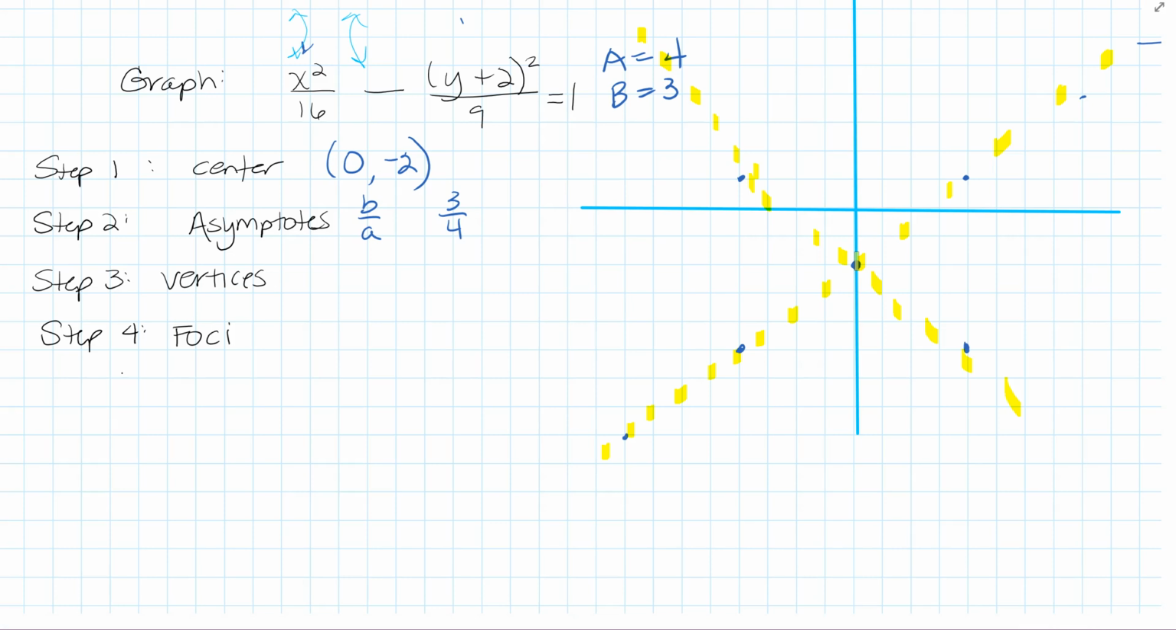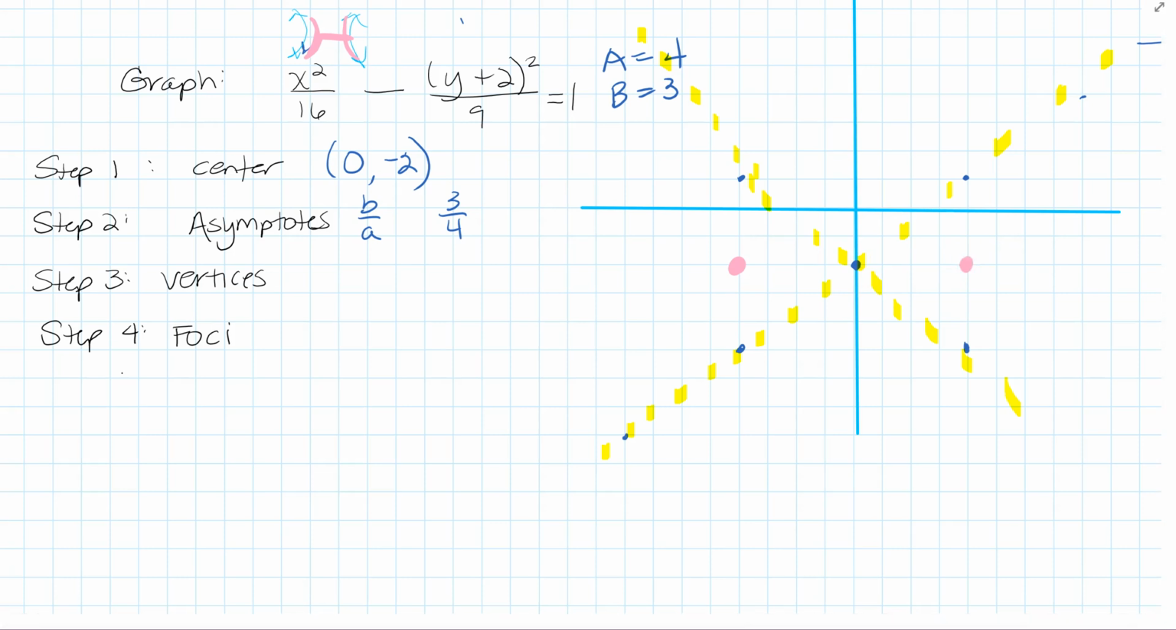Especially if all you have to do is draw them. Now, let's find the vertices. Remember, for vertices, you find the A. My A is 4, so it's going to be 4 units away to the right and to the left, because this is a horizontal transverse. So I'm going to go over 4, 1, 2, 3, 4, and right 4, 1, 2, 3, 4. And I have my vertices.